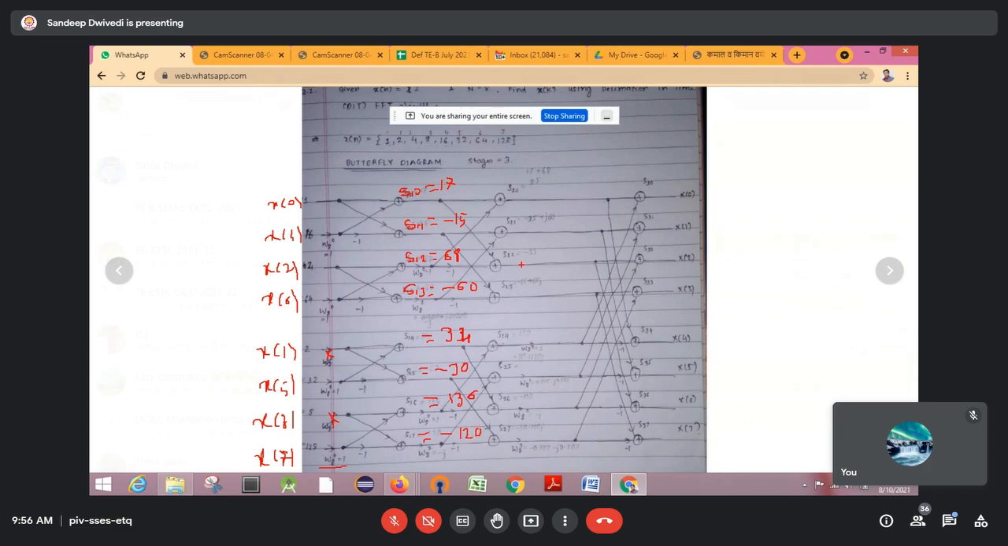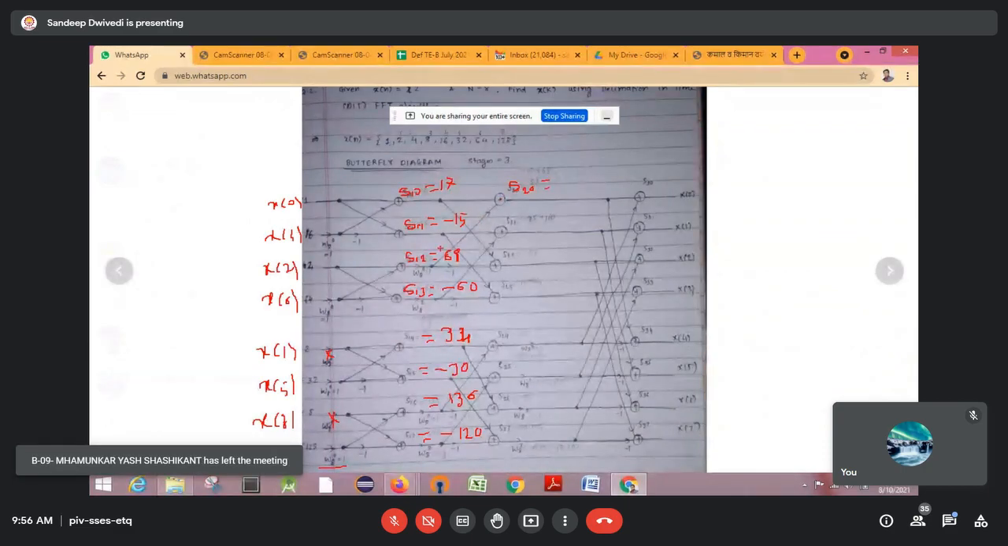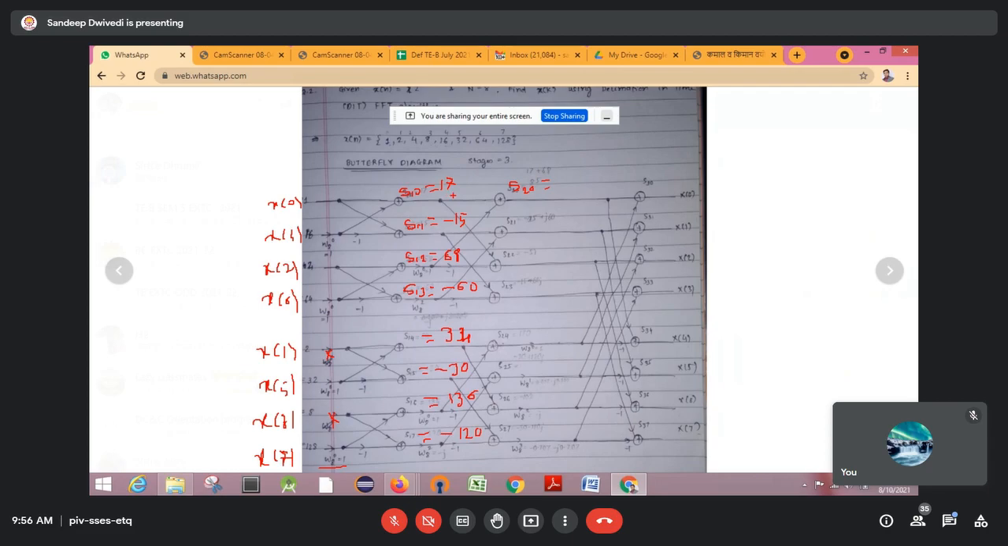Then stage 2, the zeroth element. For this, two adders are there, so this will be simply x1 of 2 added to x1 of 0. So this will be 17 plus 68. What will be the value of this? 17 plus 68 will be 85.